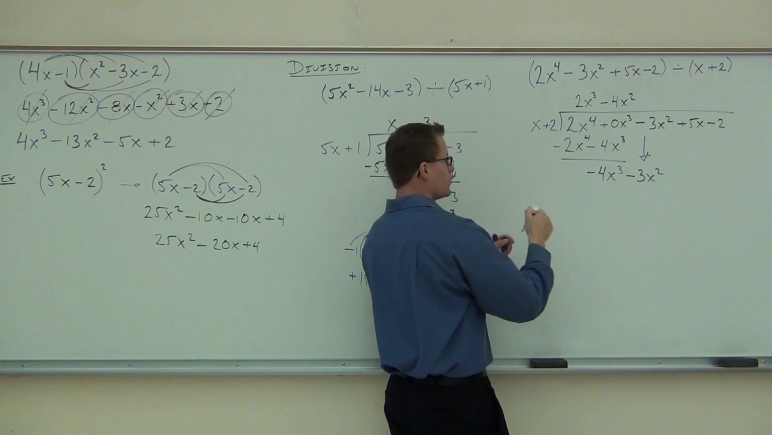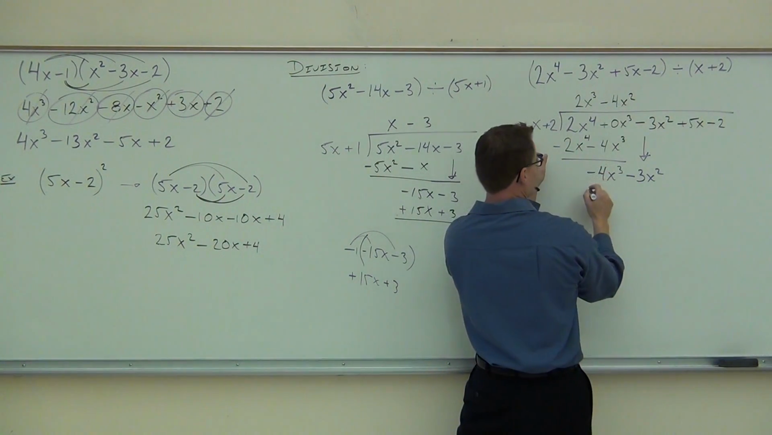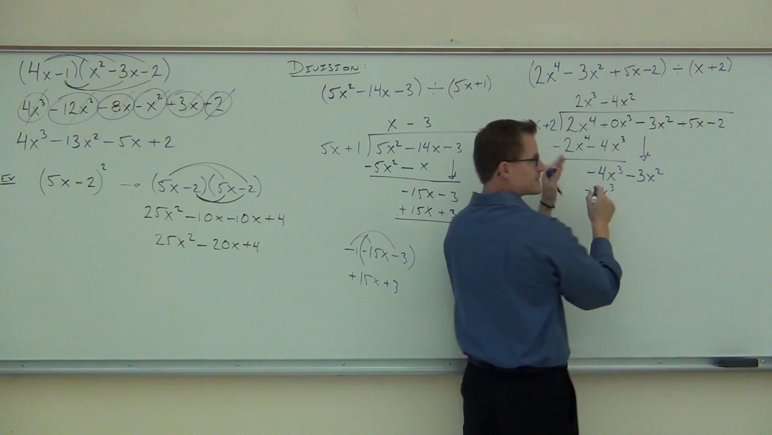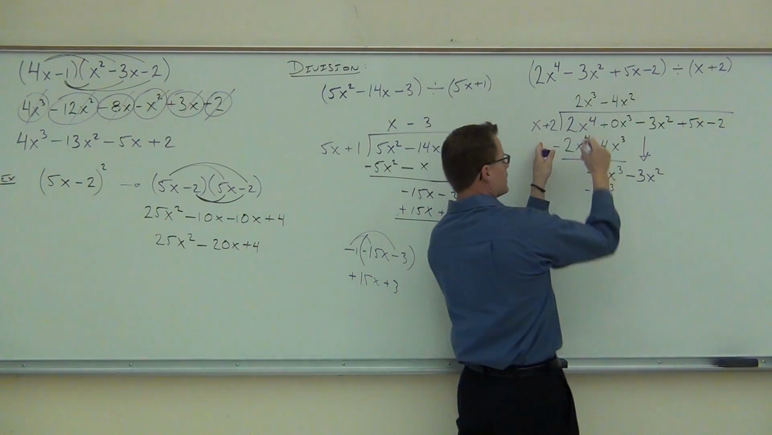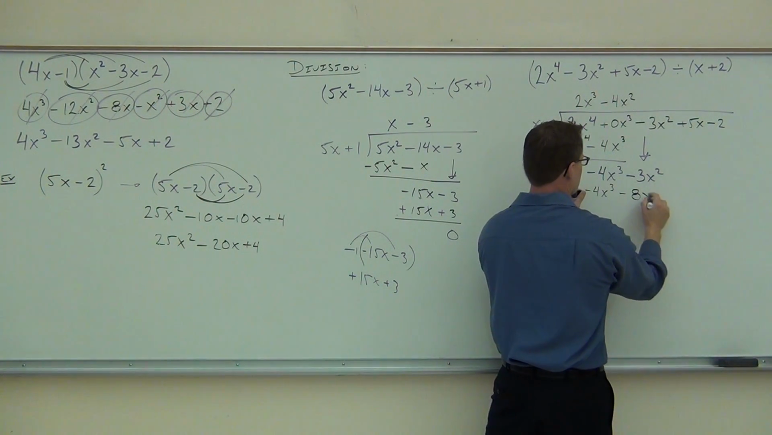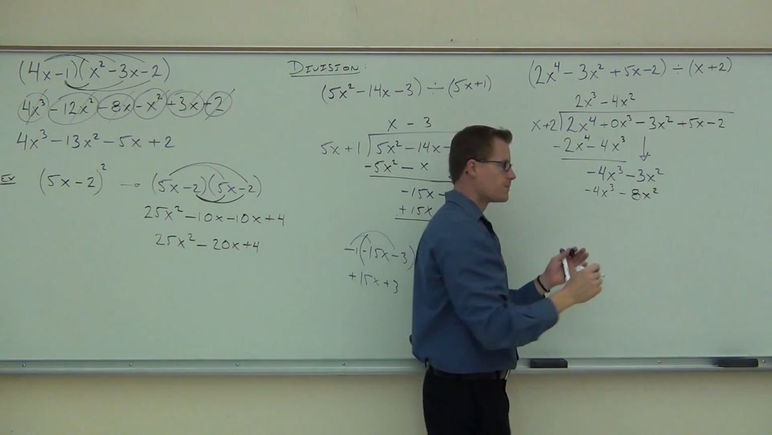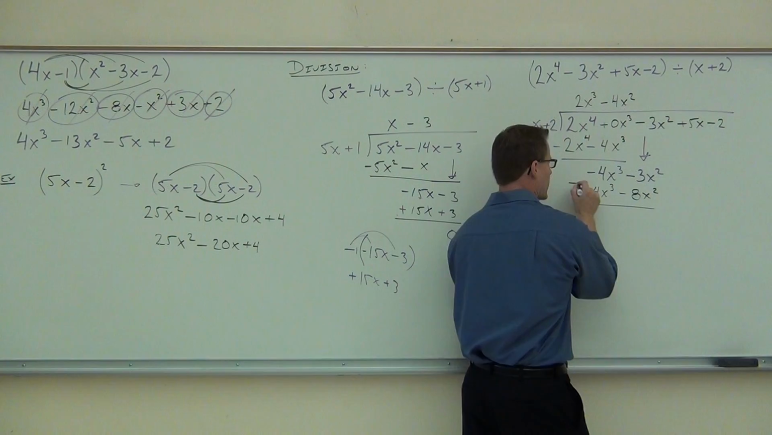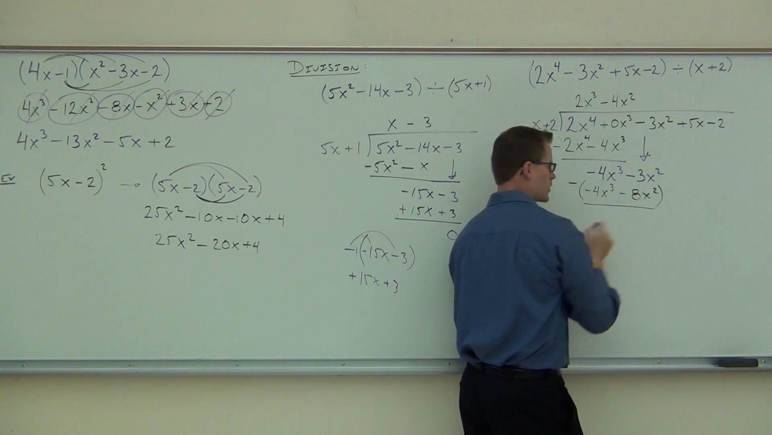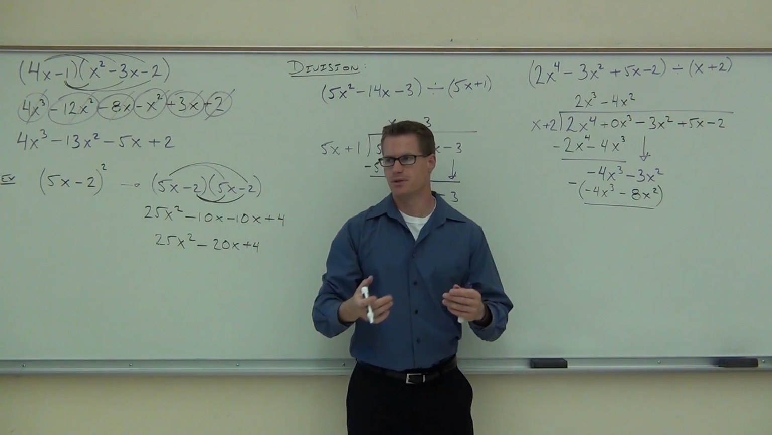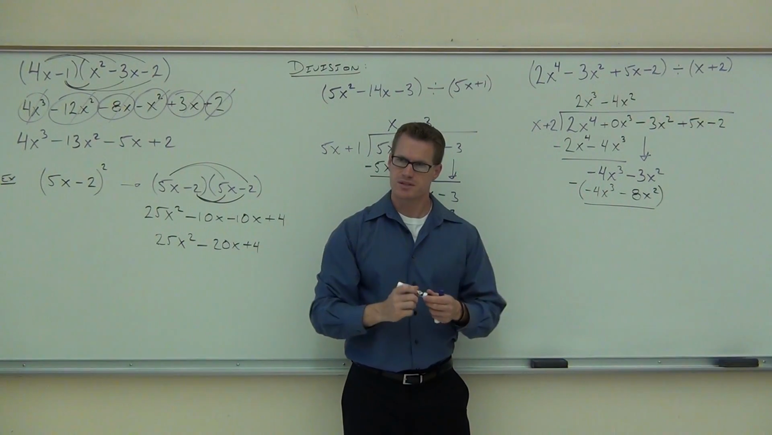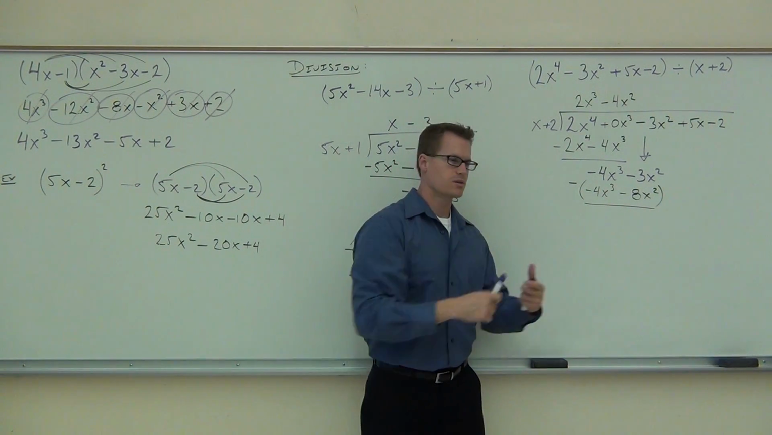That's gone. When we distribute, we'll get negative 4x cubed. That's exactly what we wanted to get. And then minus 8x squared. Are you still with me? Now keep in mind, here's an important part. You are subtracting across parentheses like that. That's what's happening here. When you subtract across parentheses like that, it changes the second sign.